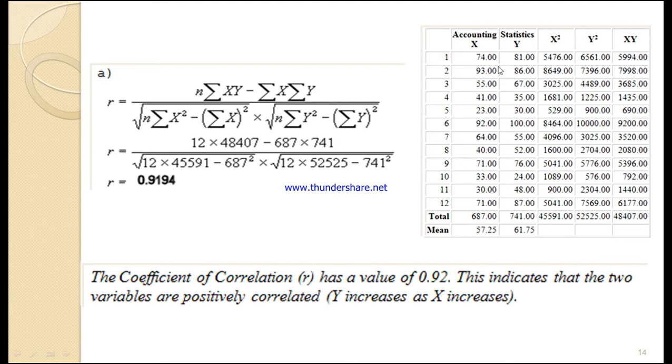Here the sum of y, or the total for the y column, is 741, then we square it. Finally, we get the result 0.9194, which is the correlation coefficient between x and y, about 0.92. This implies that the two variables, x and y, are positively correlated, which means y increases as x increases and y decreases as x decreases, so that there is a positive or direct correlation between x and y.